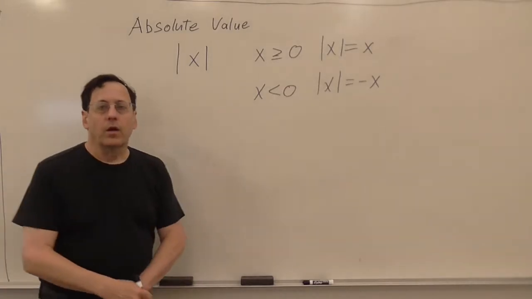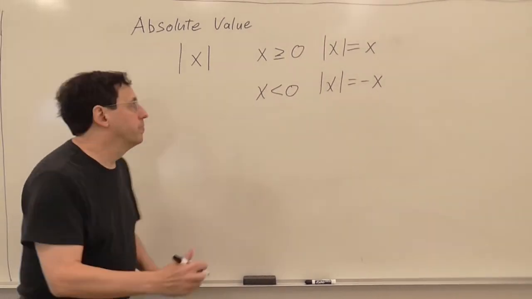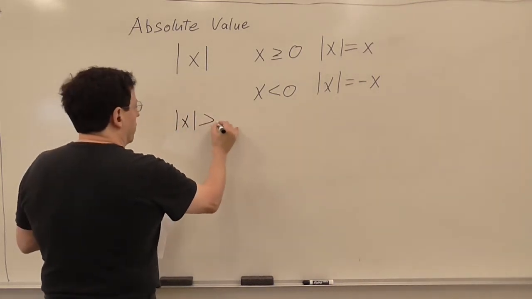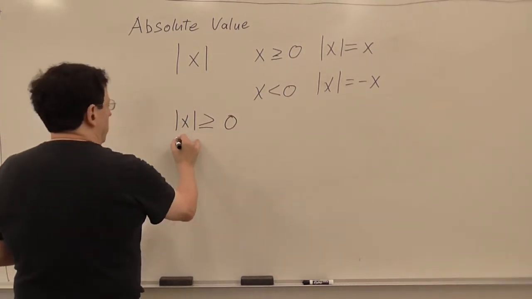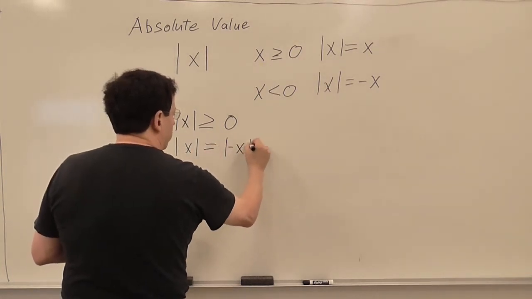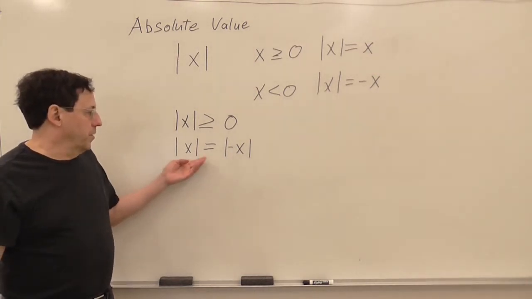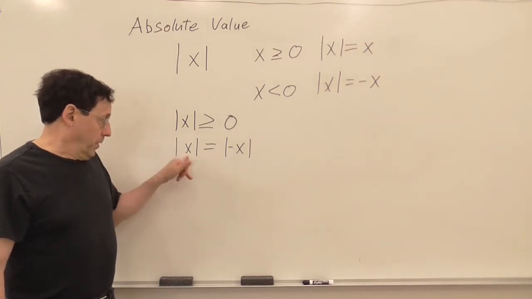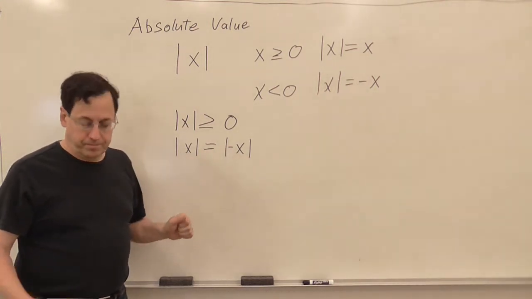Okay, let's just look at some pretty obvious properties of the absolute value. The absolute value of x is always going to be greater than or equal to 0. The absolute value of x is equal to the absolute value of minus x. See how that works? If x is positive, then minus x becomes negative. If x is negative, negative x becomes positive.